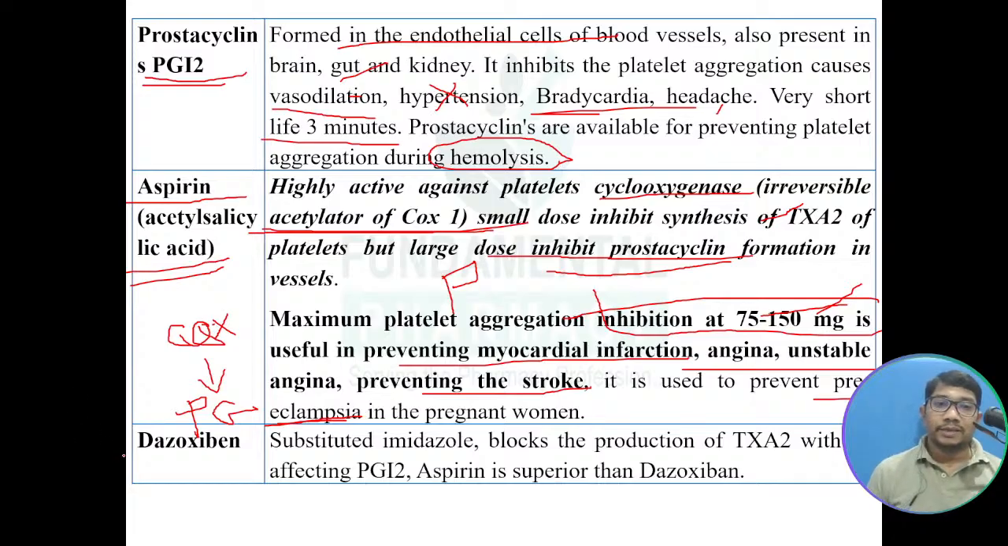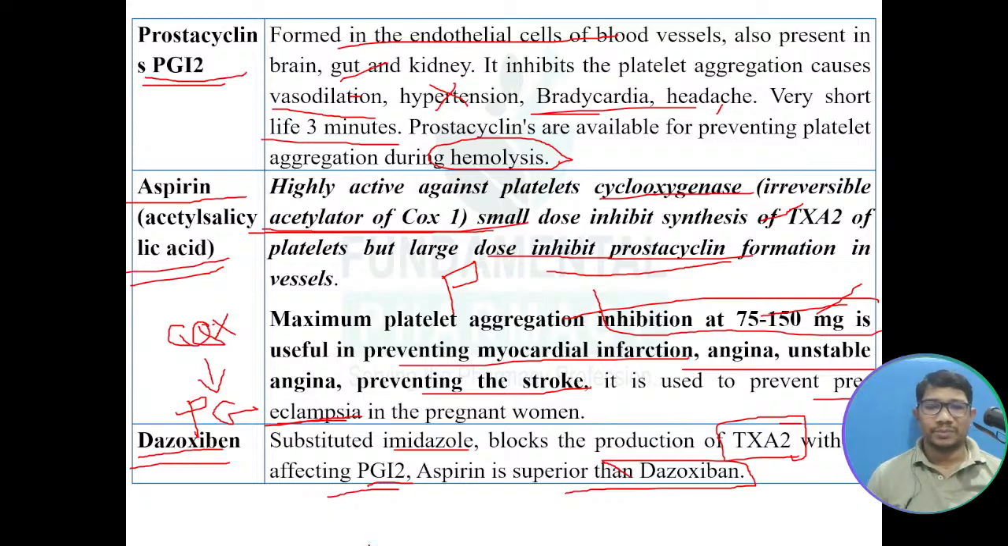Now the next drug is dazoxiben. It is a substituted imidazole derivative which also blocks the production of thromboxane A2, but without affecting prostaglandin. So it would seem more useful. But aspirin is superior to dazoxiben in terms of adverse effects and so on. That's why aspirin is preferred more.